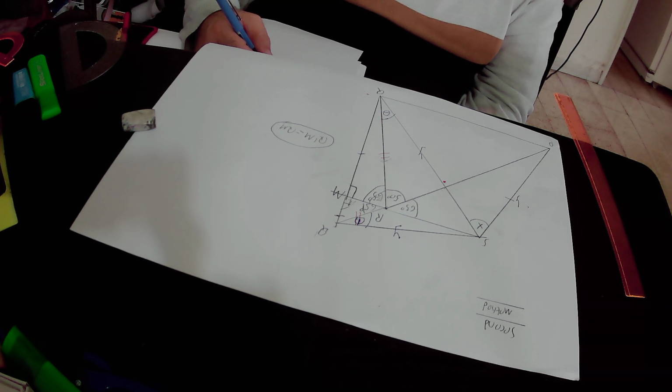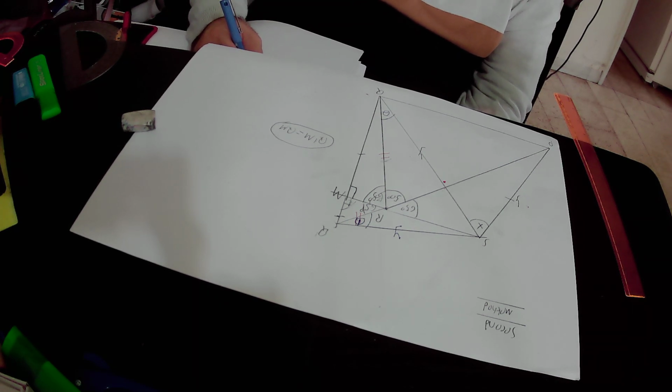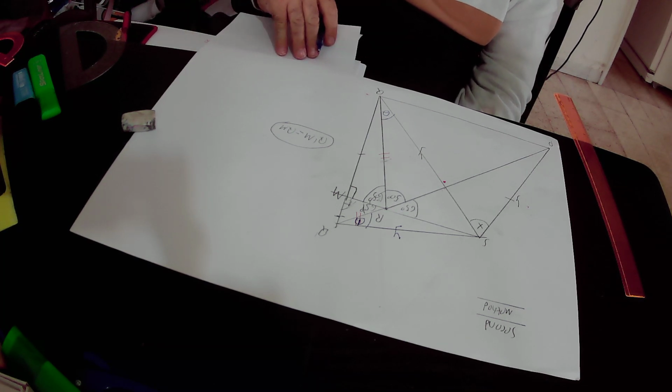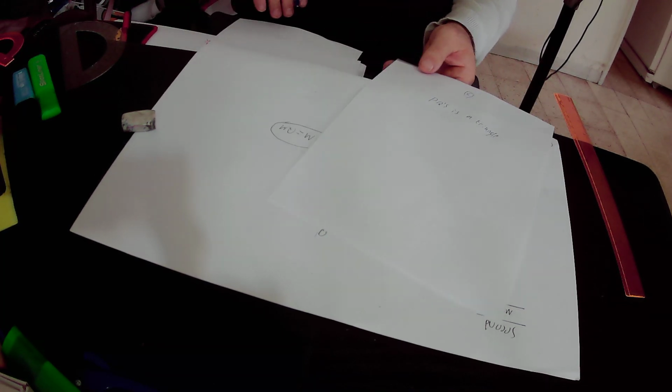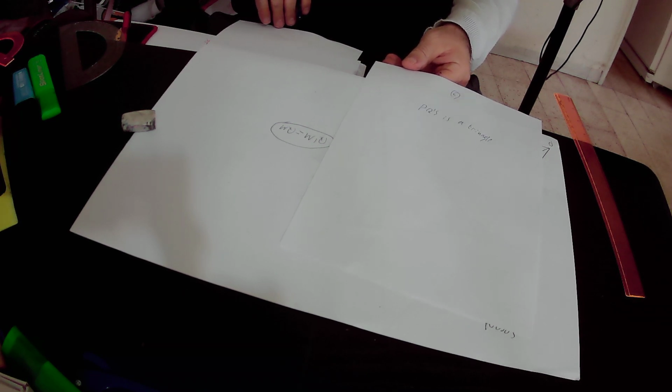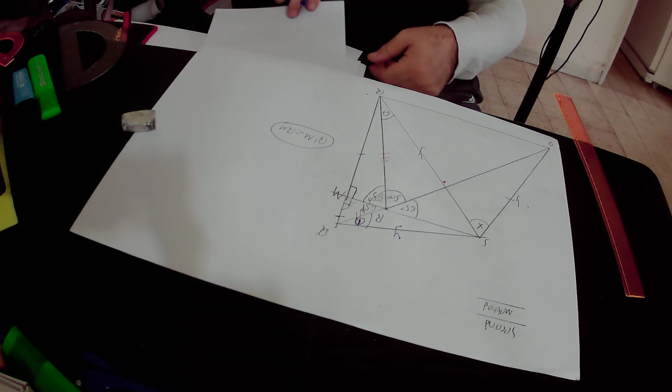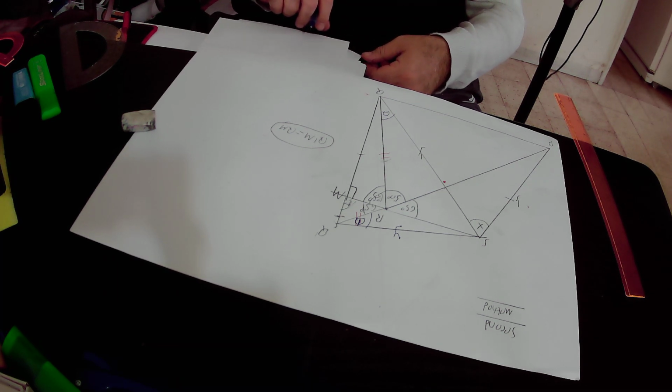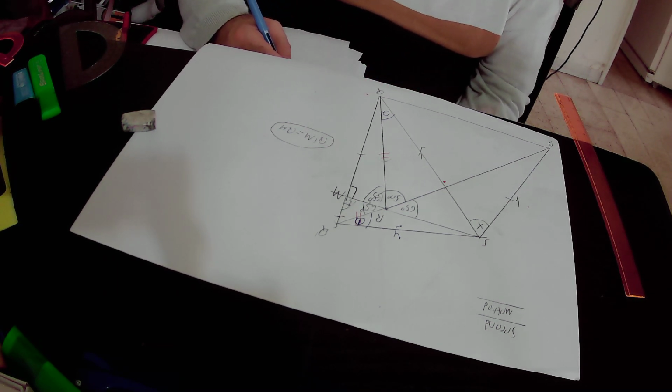PQ dash is a straight line. Therefore, the structure PQ dash S is a triangle. So in triangle PQ dash S, we have two sides that are equal to each other.